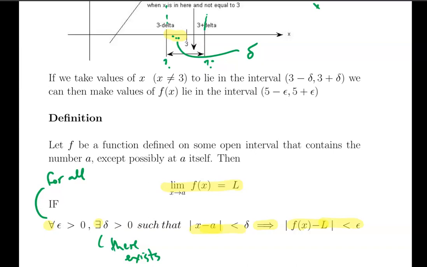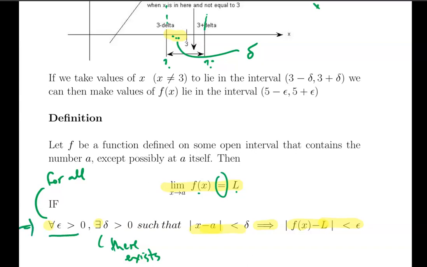Again, think about it this way. There's one way to say that these two things, f of x and L, are equal. If I say that they're closer together than any positive number, what does that mean? Well, it means they're equal. If the distance between them is less than any positive number, it means they're equal. So that's essentially what this is saying.